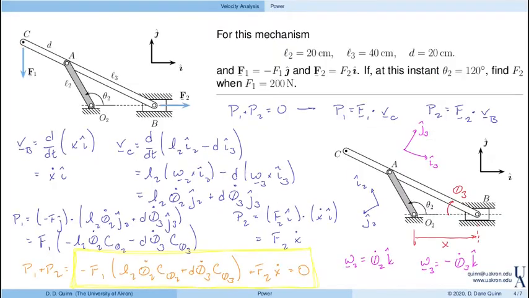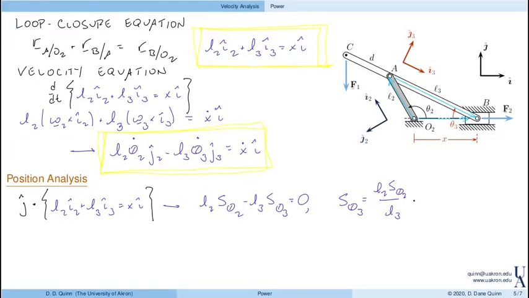And for the values given in the problem statement, L2 is 20 centimeters, L3 is 40 centimeters, D is 20 centimeters. And at this angle, this becomes 0.433. So theta 3 is equal to 25.66 degrees. So that's the angle in the clockwise direction of I3 from I.